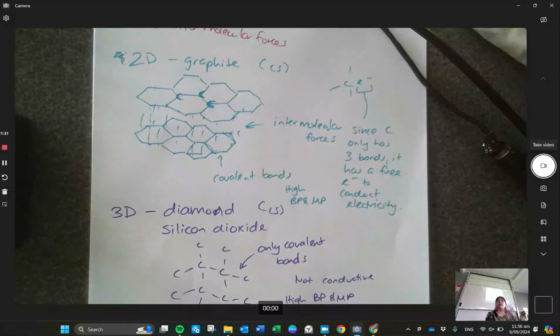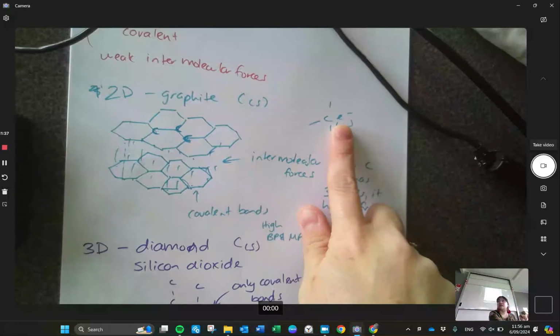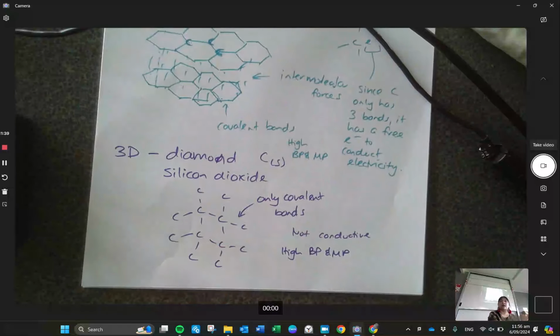Whereas this one, the carbon has 4 bonds. So since this one has the 3 bonds, you then have a free valence electron to move around to conduct electricity. The moment I put that carbon into another bond and I make diamond, then I'm going to lose that conductivity because it now doesn't have the free valence electrons.